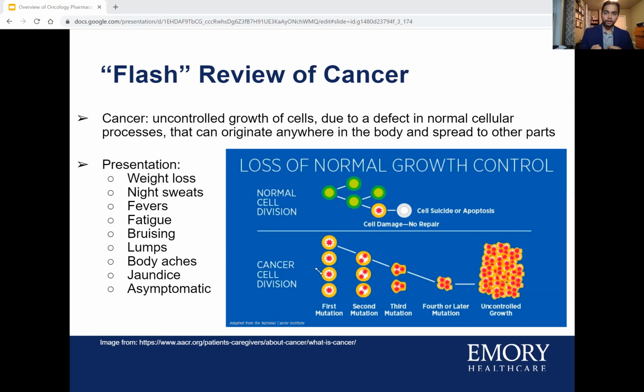When these mutations occur, our cell has these checkpoints and safety measures to catch the mutation and then either kill off the cell or let it continue. In cancer cells, you start accumulating these mutations and the cell loses its ability to stop the mutations and kill off the cell, or apoptosis. Cancer can present with very characteristic side effects such as weight loss, night sweats, but then you can also have asymptomatic, incidental findings of cancer.